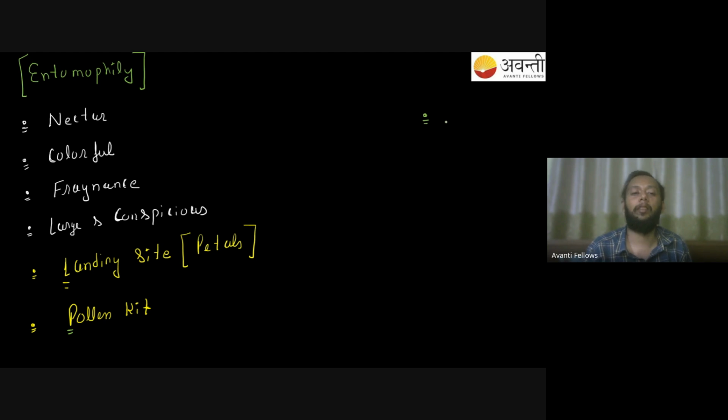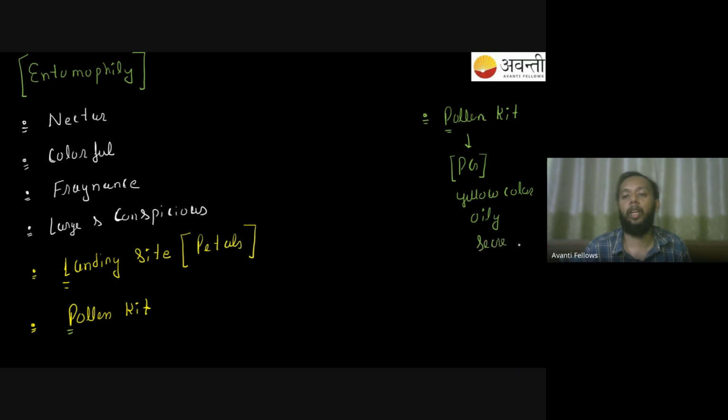Okay, now I'll tell you. When we discuss pollen kit, you should know one thing. A pollen grain will have an oily sticky secretion of yellow color. This yellow colored oily secretion that you find on the pollen grain will be seen on the pollen grain.